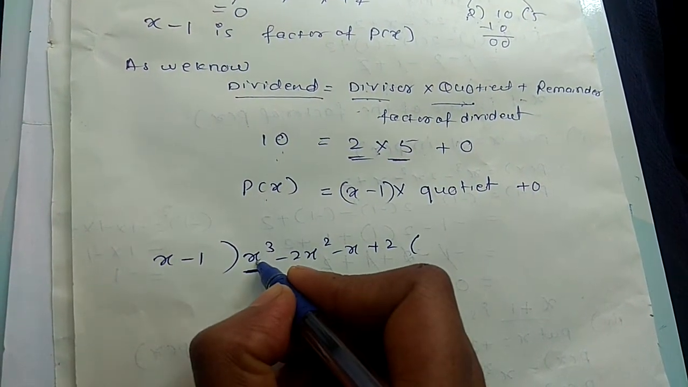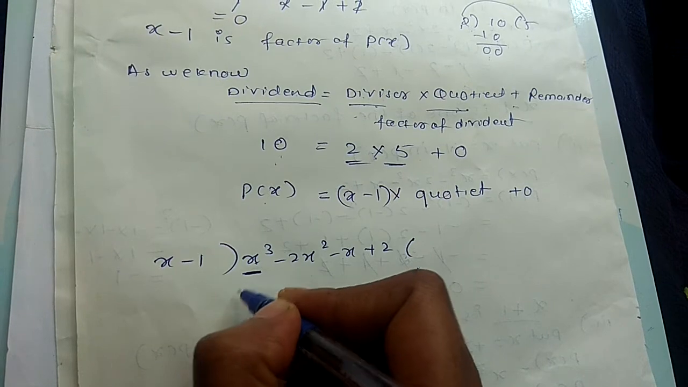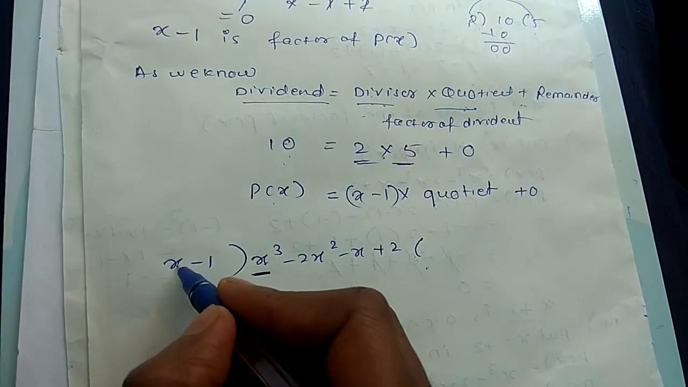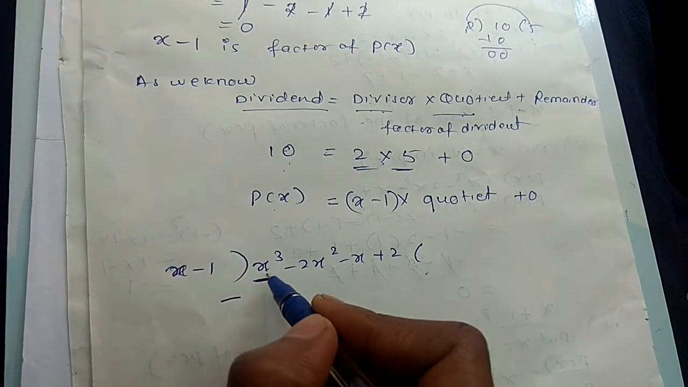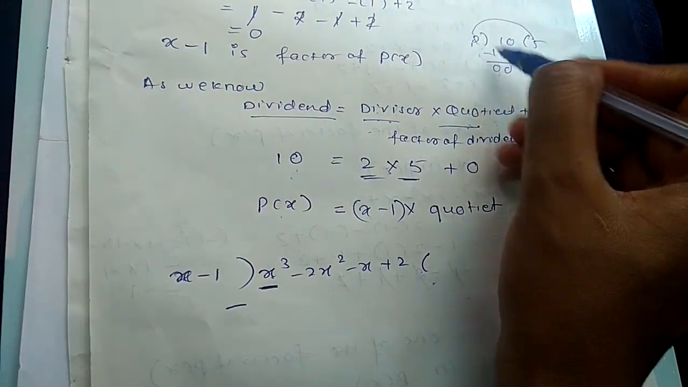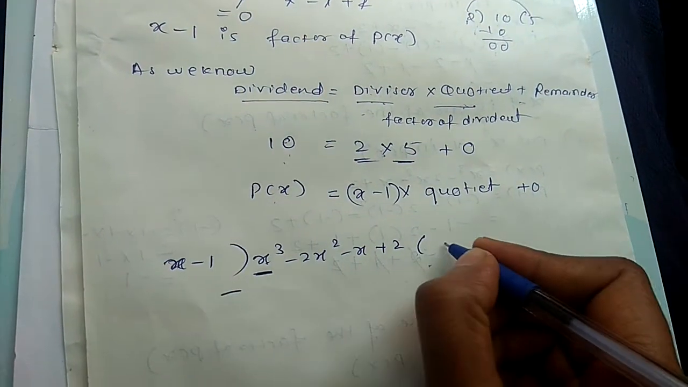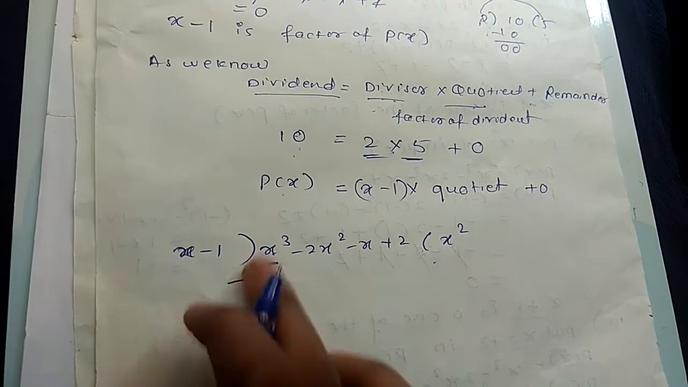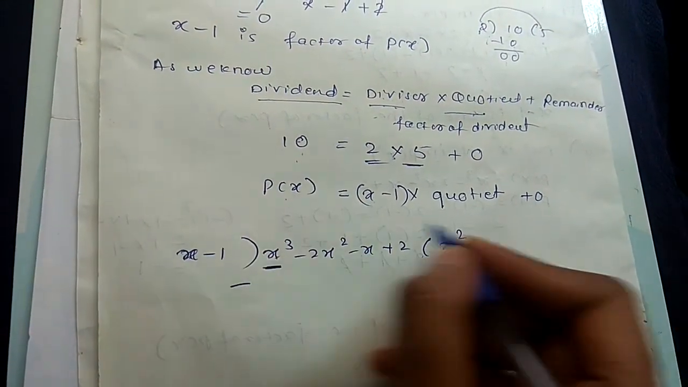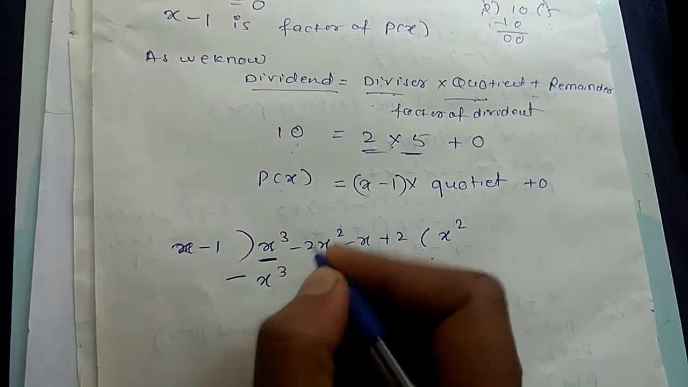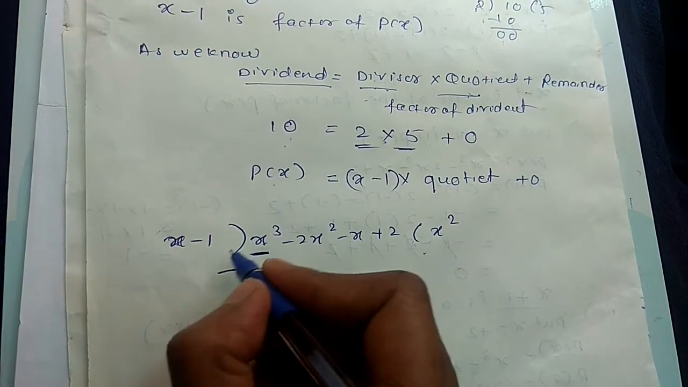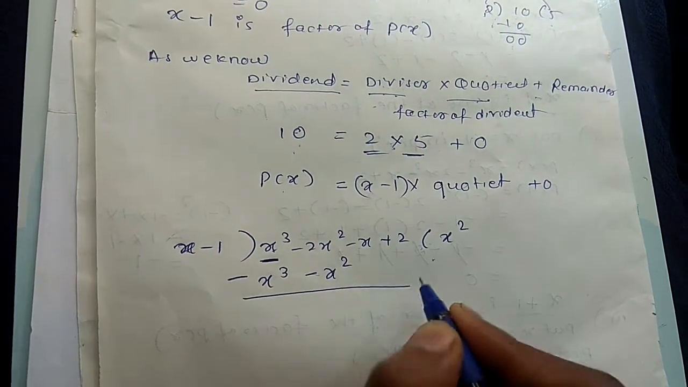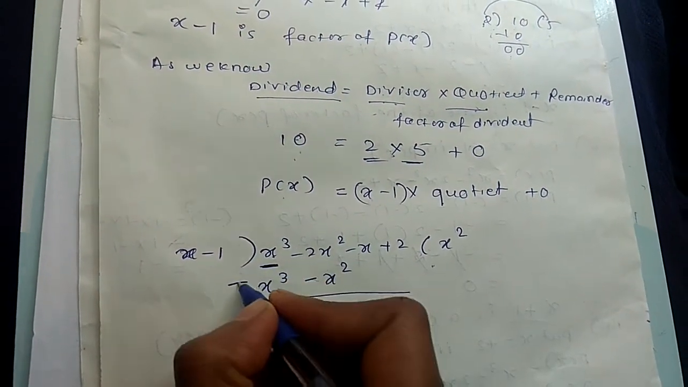Here we have x cube, and we have to eliminate this, because after subtraction it will be eliminated. So x into how much will be x cube? Remember, 2 into how much will be 10? 2 fives are 10. x into x square will be x cube. So we multiply the divisor with x square. x into x square is x cube. You have to multiply all the terms: minus 1 into x square is minus x square. You should focus on eliminating this.